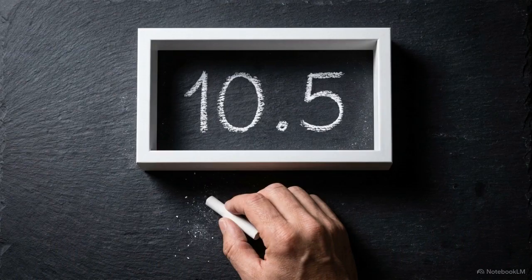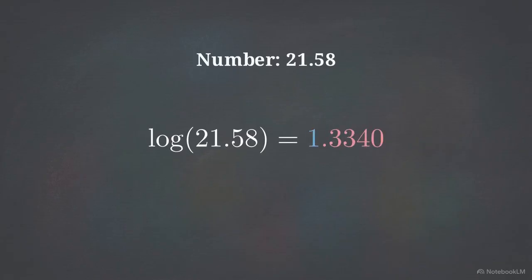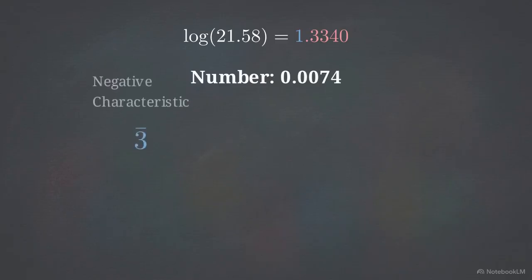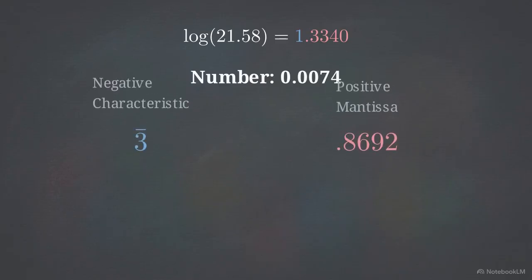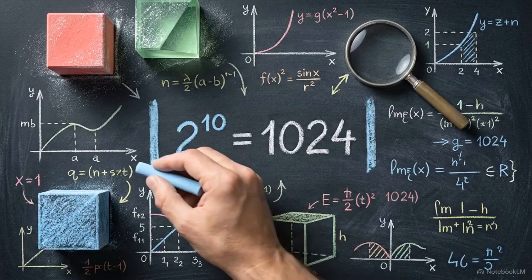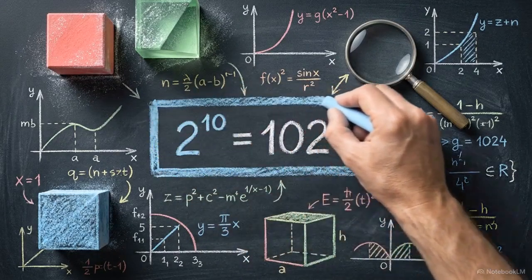Calculating the final logarithm is simply a matter of merging the characteristic and the mantissa side by side. For 21.58, we assemble the final value by merging the positive integer 1 and the decimal 0.3340. The log of 21.58 is 1.3340. For our negative characteristic example, 0.0074, we do the exact same thing, maintaining the bar notation to get bar 3.8692. These assembled numbers are the precise mathematical exponents required to raise the base of 10 to our exact target numbers.